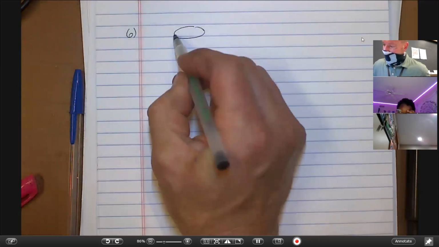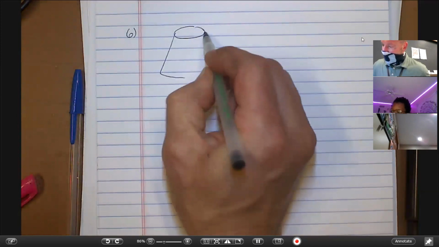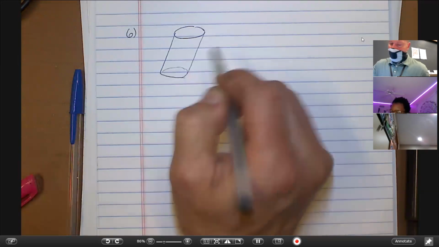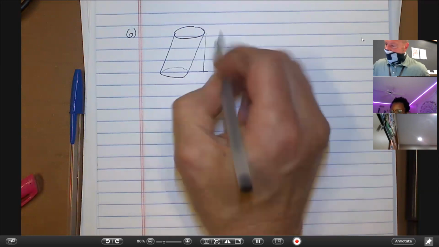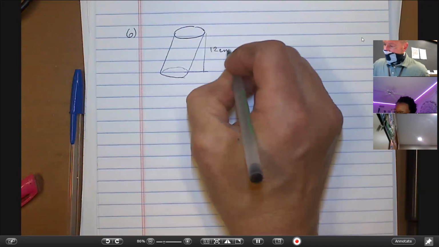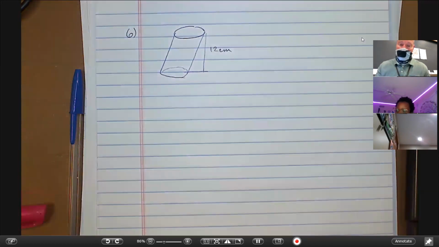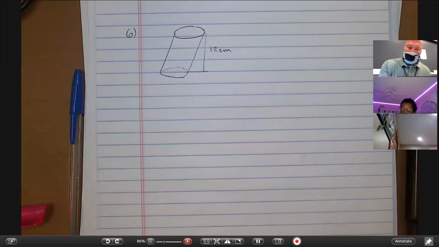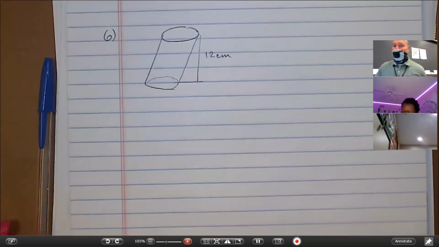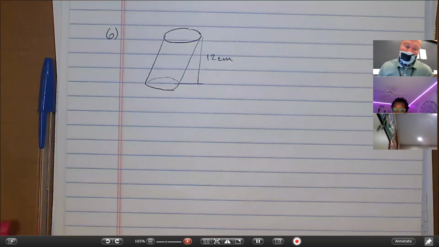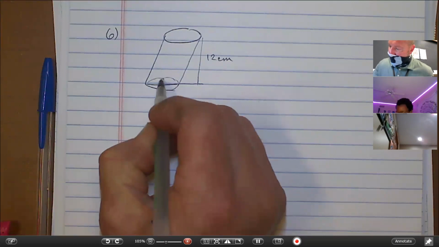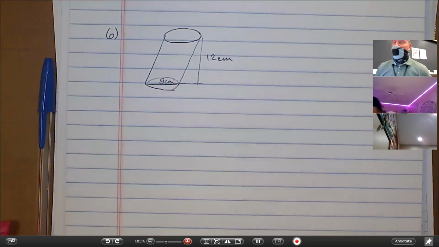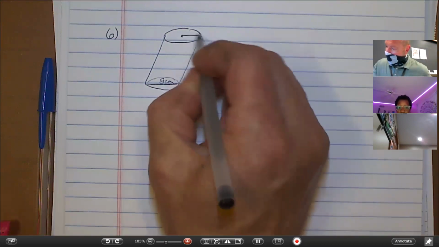It's a cylinder, but it's not what we call a right cylinder. It's an oblique cylinder. This goes into a question that Anwisha asked us the other day, and I said that we wouldn't worry about that right now in terms of areas, but we will worry about it in terms of volume. And it tells us that the diameter of this is 8 centimeters. That makes the radius 4, does it not?